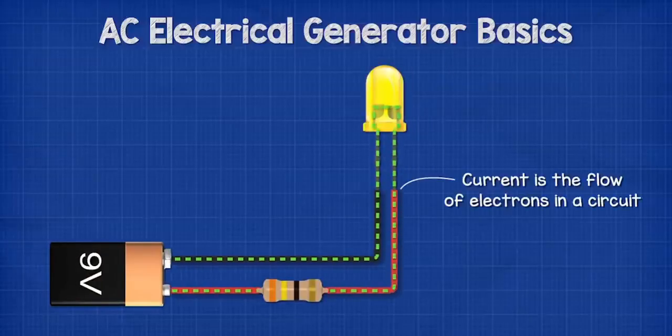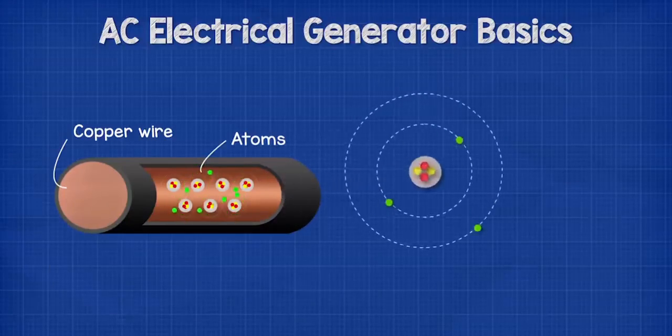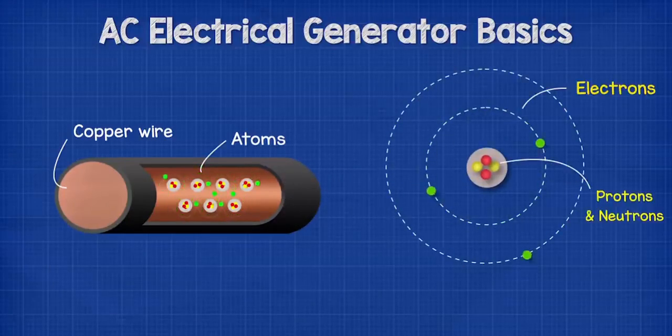Electricity is the flow of electrons in a wire. The copper wire is made from millions and millions of copper atoms. Each atom has a free electron. This is an electron which is able to move freely between other atoms.